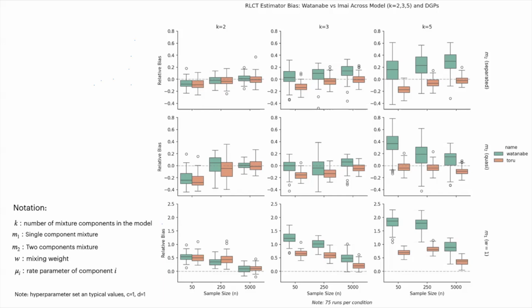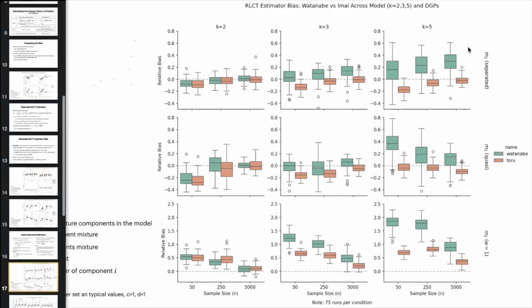Sorry, Ash, can I ask a clarifying question? Go ahead. So in the first two rows, the data generating process is always two components, and then you're just modeling it with more and more components. Is that right? We're basically fitting different models. So in this case, it's getting more singular as you go to k equals 3, k equals 5. Yes. Okay, thanks.